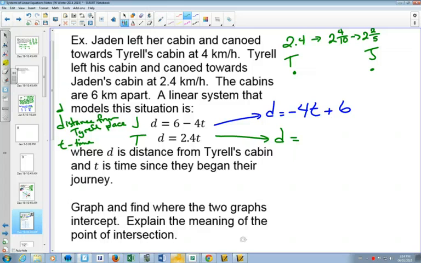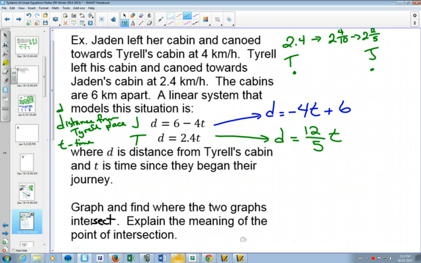Can you change that to an improper fraction? And we get 12/5. That's nicer because now I know I have a rise of 12 and a run of 5. So now when I go down to graph this, say graph and find where the two graphs intersect. Oh, and there's a typo on here. Did you catch that? I put intercept instead of intersect. Oops.